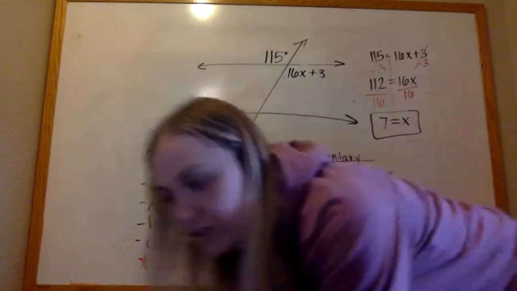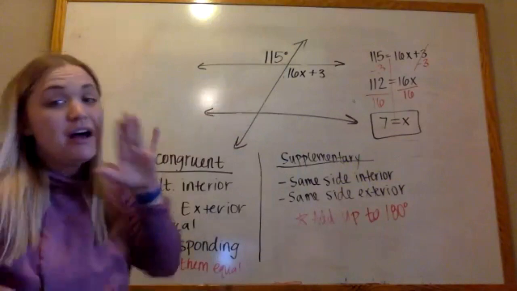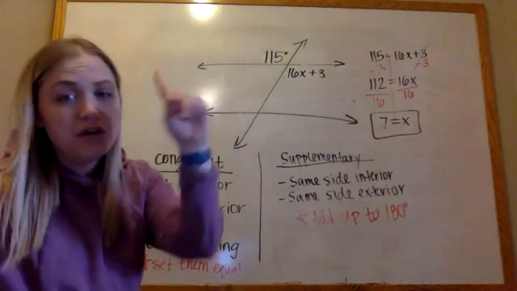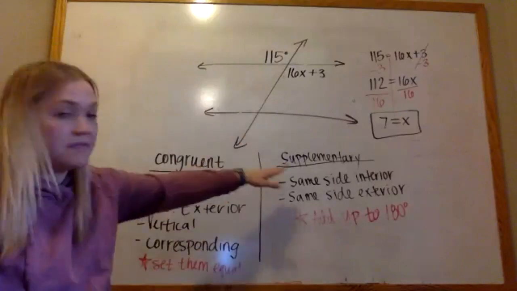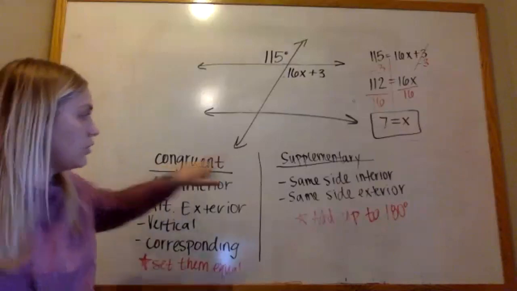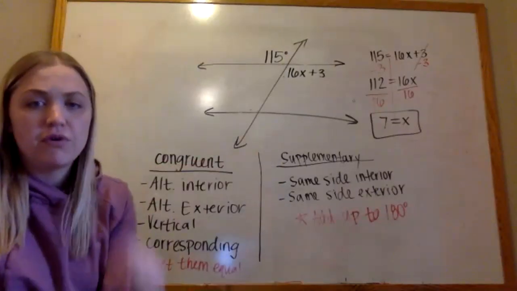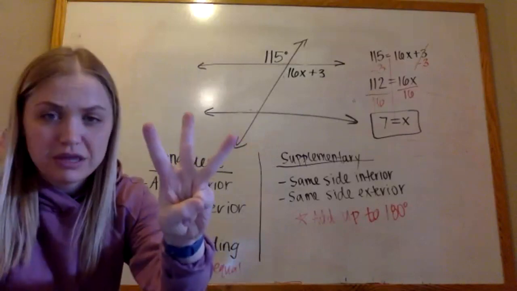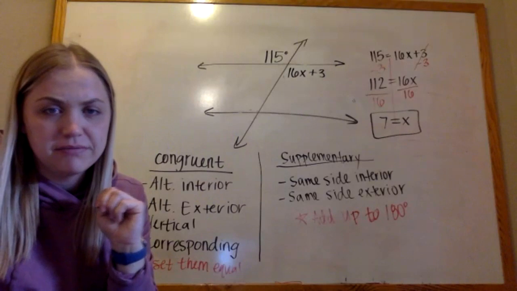So the 3 questions that I asked in relationship to this kind of problem on the test tomorrow. First of all, I say, what's the relationship? And you've got to pick one of these 6 things. Then I ask you, is it congruent or is it supplementary? And then I ask you to solve for x. Those are the only 3 things I ask you to do. Any questions on this problem?